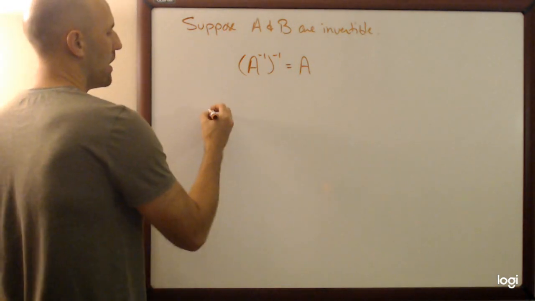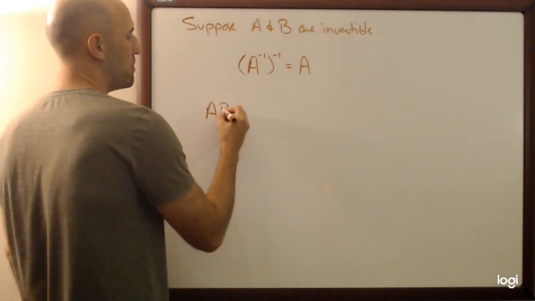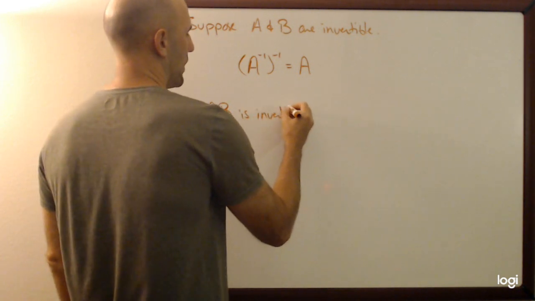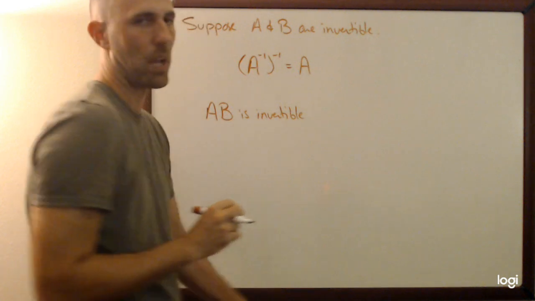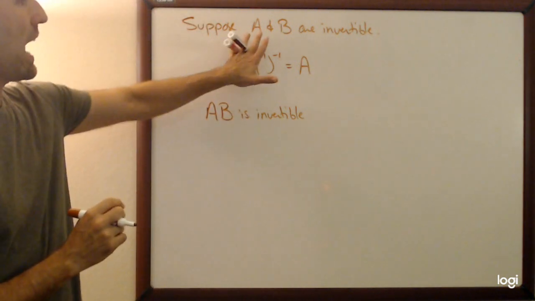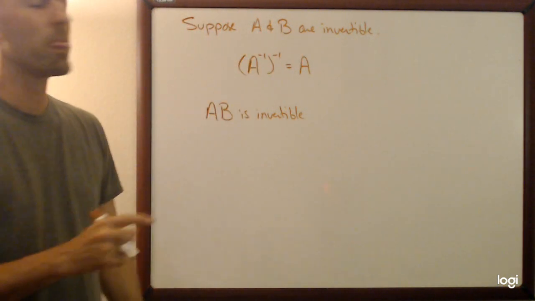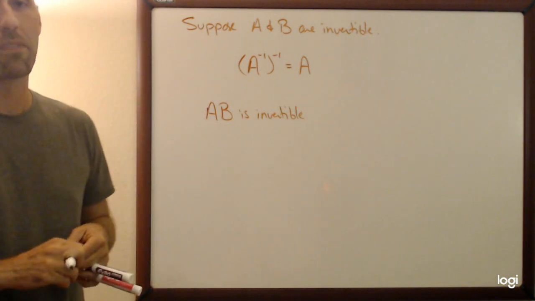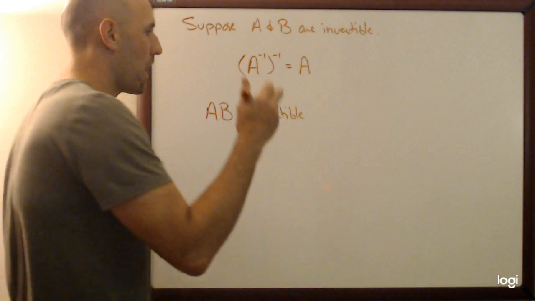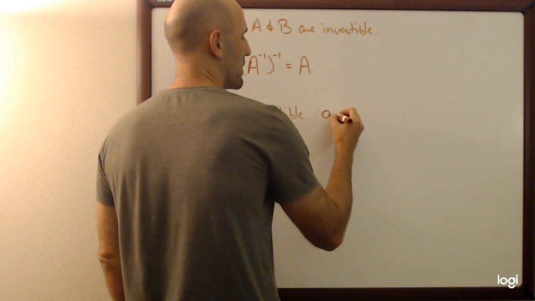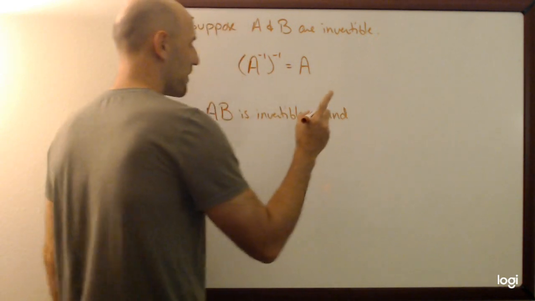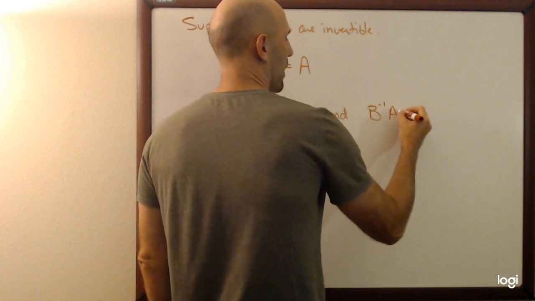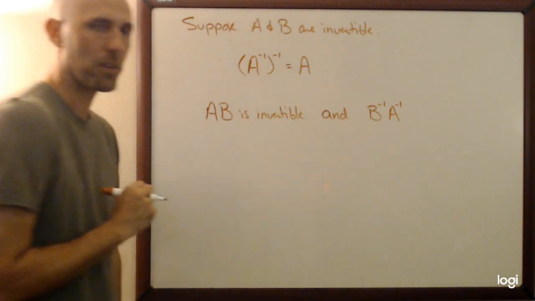The second property: if A times B is invertible. Okay. So again, I know A is invertible. I know B is invertible. If those two things are invertible, their product is guaranteed to be invertible. Okay? And I can even tell you what the inverse is. And the inverse is the product of B inverse and A inverse.